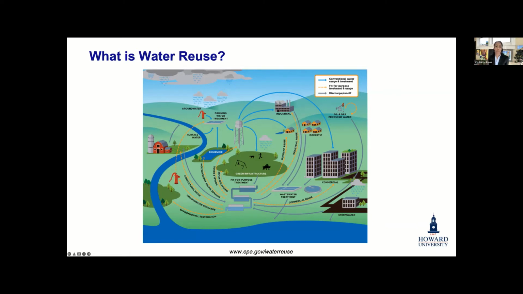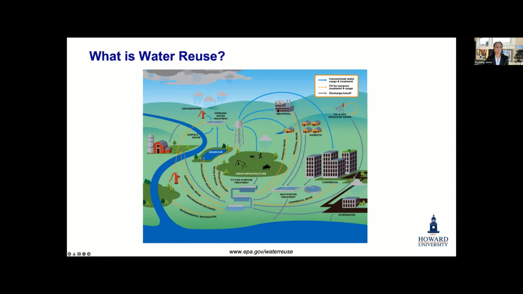Irrigation for agriculture, landscaping. It can be used to augment municipal water supplies in some cases. It's used often as process water in power plants and other industries. You can use it to flush toilets in your house. So there are a lot of uses for this reclaimed water.